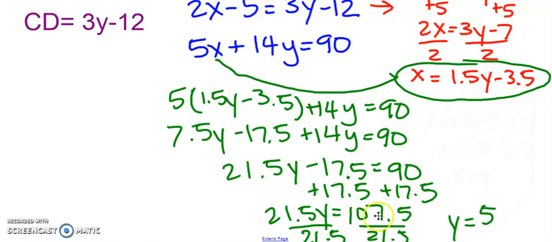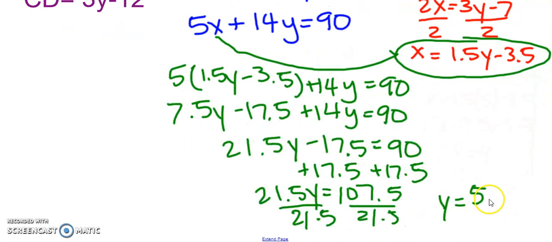I'm going to continue solving by adding 17.5 to both sides, and I get 21.5y equals 107.5, and then when I divide both sides by 21.5, I get y equals 5. Now I'm almost done. I still have to get x, so the last thing that I do is plug this value back into one of the equations. I'm going to go with this one right here, and that will give me the value for x.